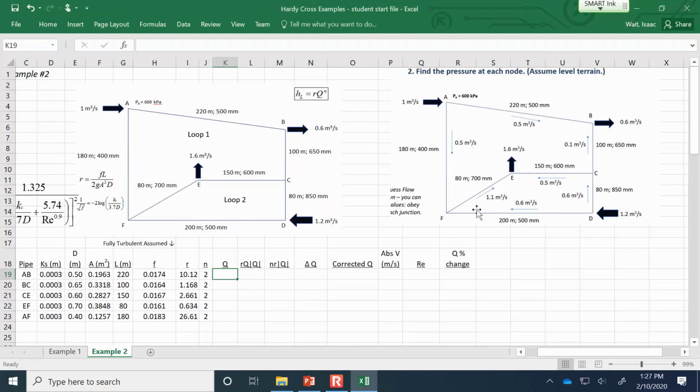All right, so clockwise positive. I'm working in loop 1, so that means that this 0.5 is positive 0.5. Then pipe BC, okay, so I said the arrow is going up, which is against clockwise, and so that makes it negative 0.1. CE, 0.5. EF, that's opposite clockwise direction, so that's negative 1.1. And then also anticlockwise for pipe AF, so negative 0.5.